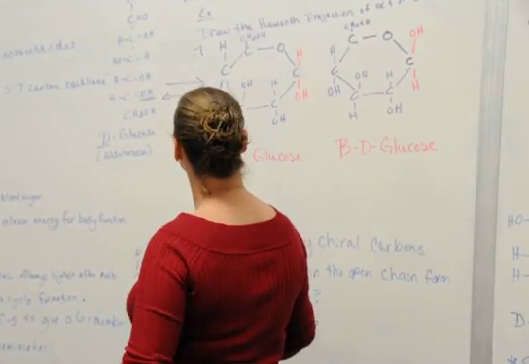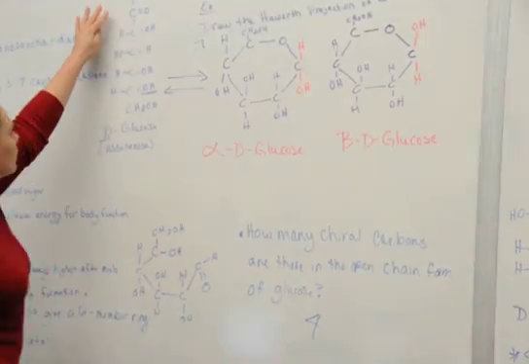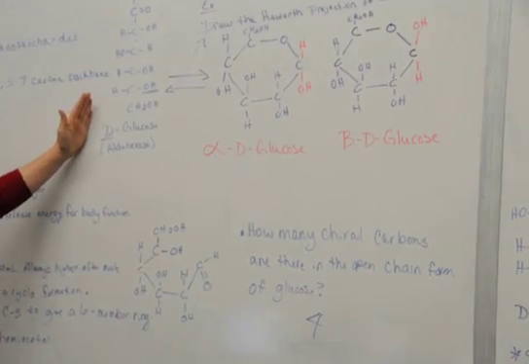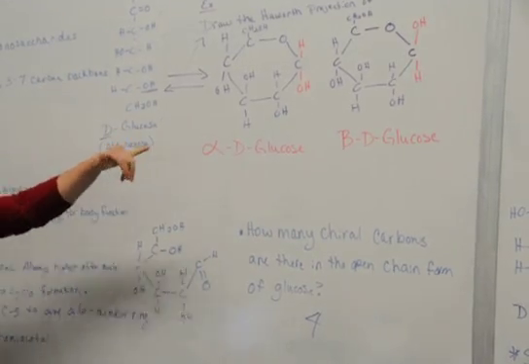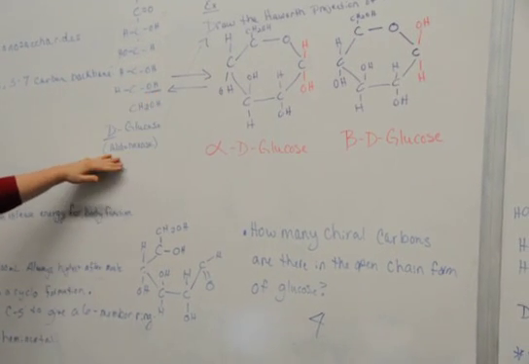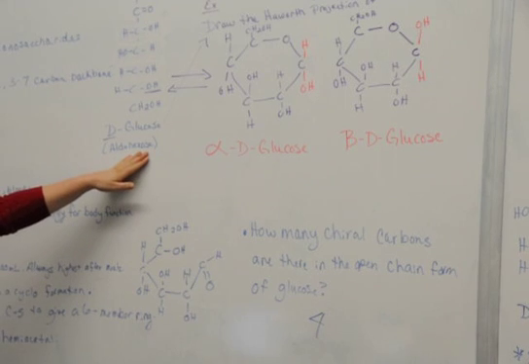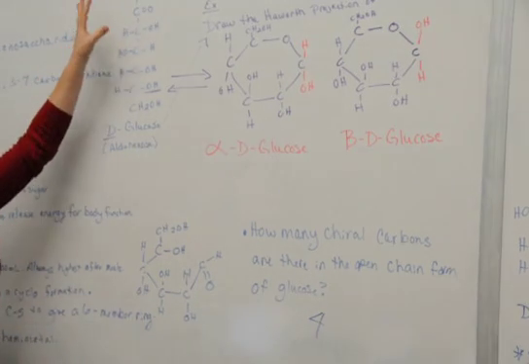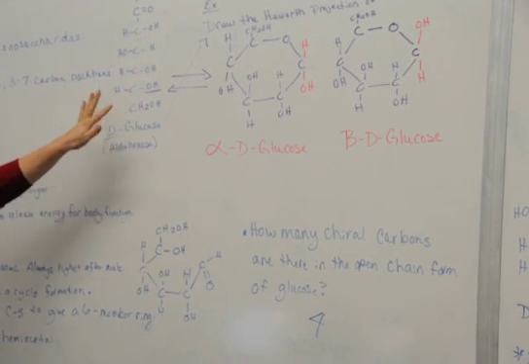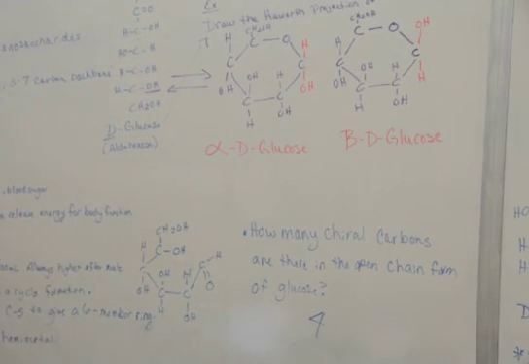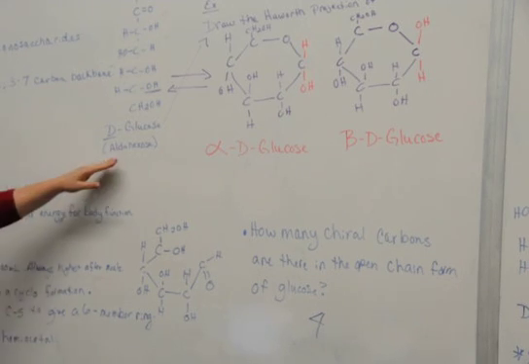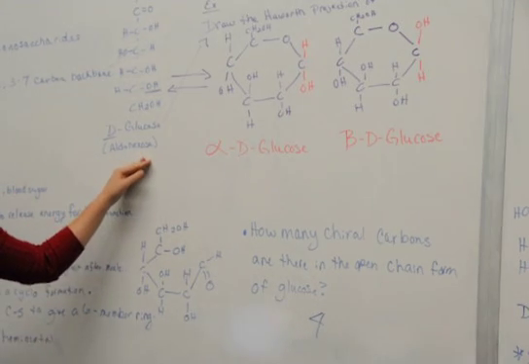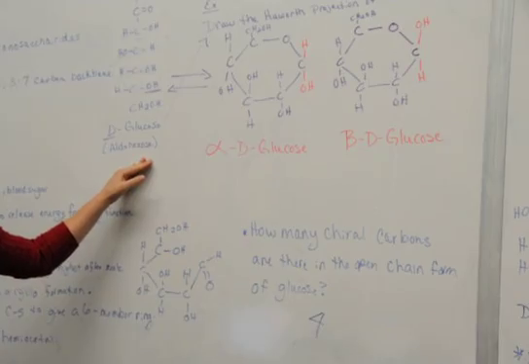Okay? So now that this is our open chain form, it's called D-glucose because of the hydroxyl on this side. D-glucose is also known as an aldehexose. Reason being, this is your aldehyde right here, and there are 6 carbons. The ose on the end indicates the carbohydrate. So aldehexose is another name for glucose.